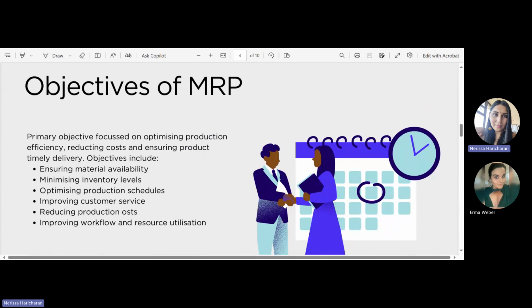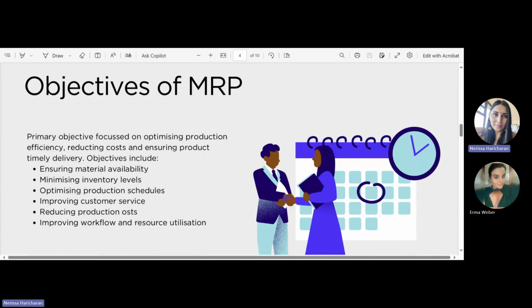Okay. Then we have optimizing the production schedule. You want to align how much material you have available with how much is required from a production perspective. So your MRP helps you create the schedule so you don't have that much idle time with your machinery or your workers. It improves your overall production efficiency.